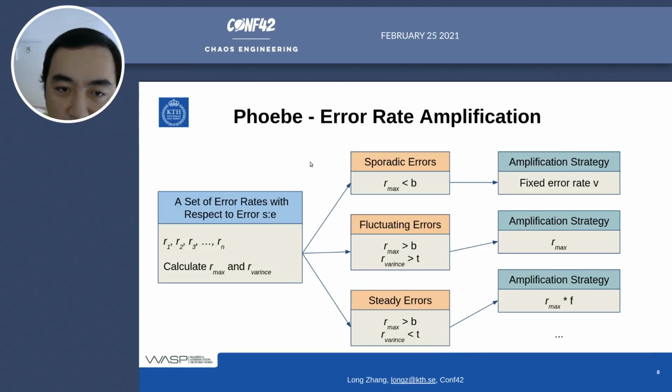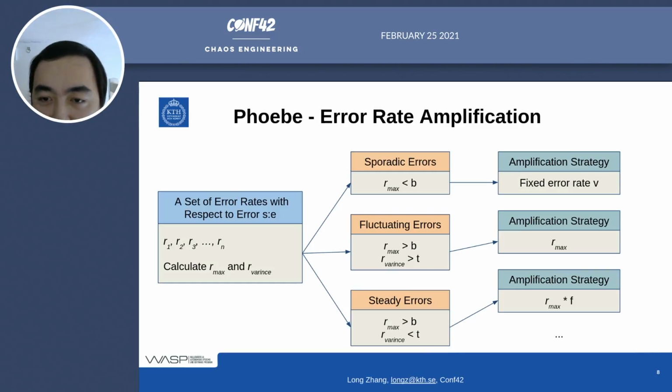And there are also different errors. These errors are quite fluctuating because the max value is relatively large, so we can observe these errors in production more frequently, and also the variance of the error rate is larger than a certain value. So this means sometimes these system call invocation errors happen quite a lot, but sometimes it's difficult to observe them.